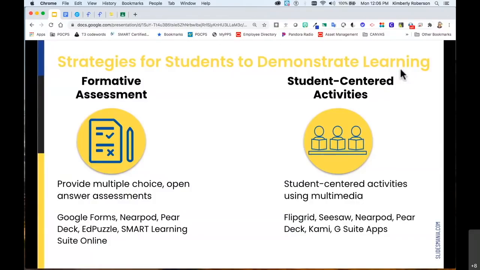Here are some tools you can use for formative types of assessments. There are Google Forms, Nearpod, Pear Deck, Edpuzzle, and Smart Learning Suite Online. Also try to have student-centered activities. Instead of creating standard multiple choice assessments, have students create to demonstrate their understanding with multimedia. Use audio or video recordings or tools that include drawing, typing, highlighting, and annotating, such as G Suite apps and Adobe Spark.